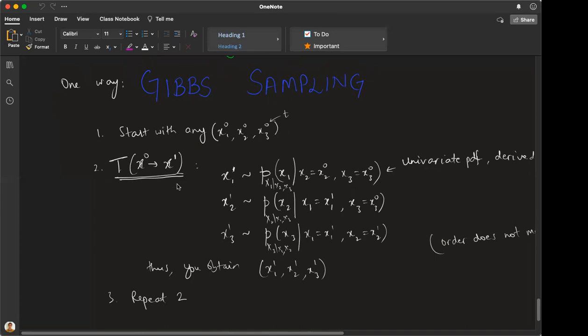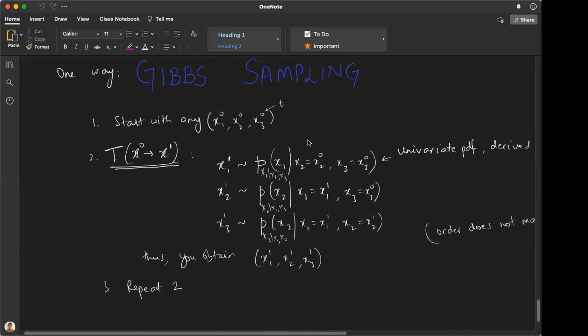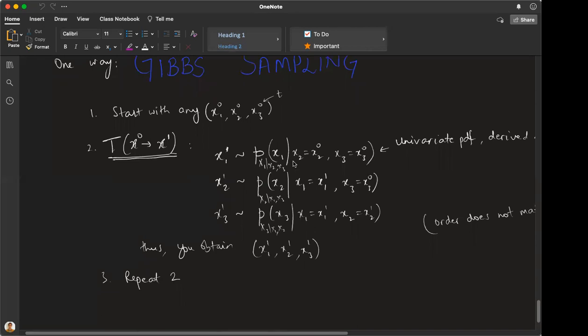What we are doing here is one way to simulate such a T(x), and the way is that you do a coordinate descent. Basically, you do not sample from the joint distribution, but you sample from marginals only. So these are my marginals: x1 given x2, x3; x2 given x1, x3; x3 given x1, x2. You sample sequentially.